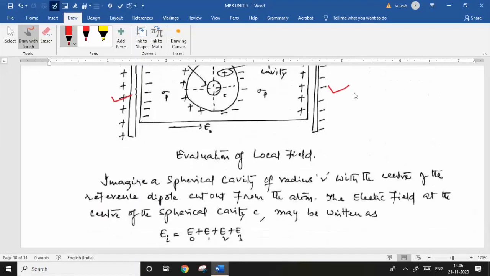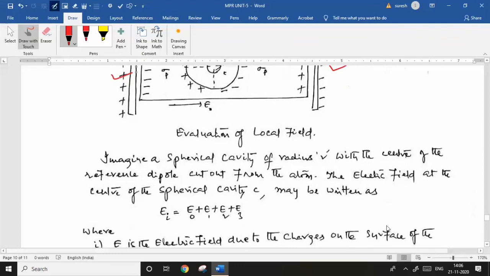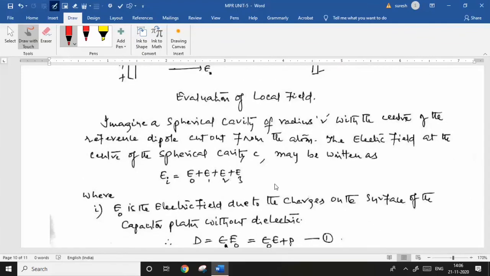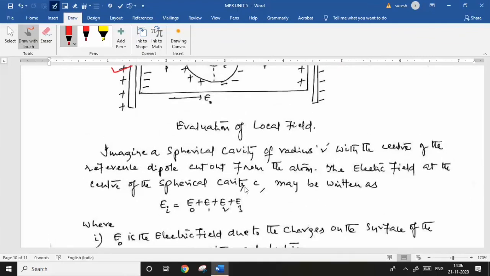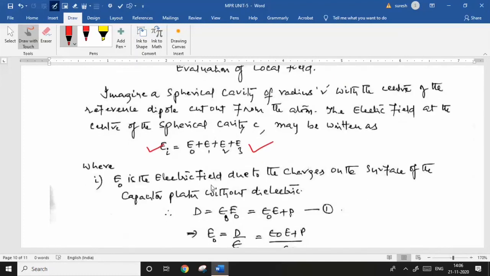Evaluation of the local field can be majorly classified into four types: E0, E1, E2 and E3. Imagine a spherical cavity of radius small r with the center of the reference dipole cut out from the atom. The electric field at the center of the spherical cavity is denoted by what? C. So I can write this as the internal field or local field, denoted by E suffix I, which is equal to E0 plus E1 plus E2 plus E3.